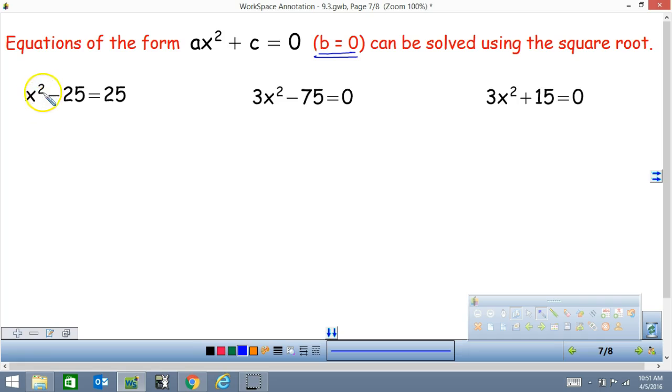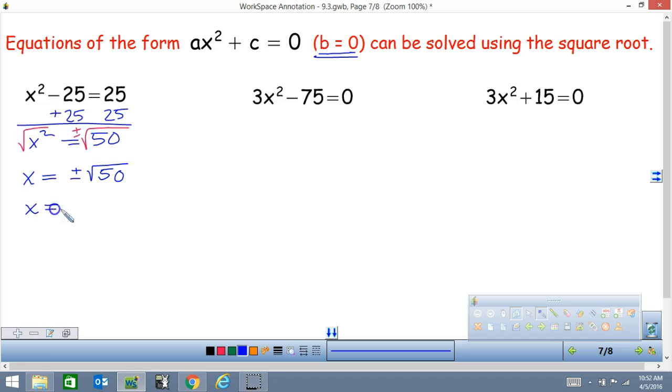You're going to isolate your x squared term, so I'm going to add 25 to both sides. Then I have x squared equals 50. Now I take the square root of both sides. And when I put the square root sign there, I have to put the plus or minus. So x equals plus or minus square root of 50. That is x equals minus 5 square root of 2, or x equals plus 5 square root of 2 in simplified radical form, because square root of 50 equals square root of 25 times 2, and the square root of 25 is 5.